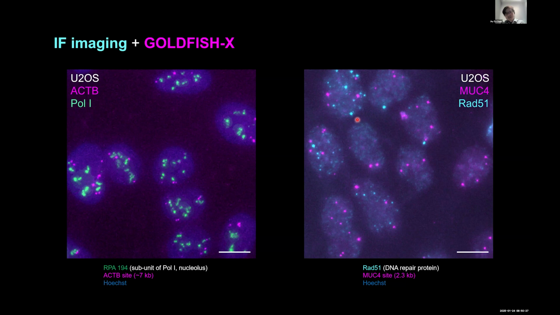We just want to see if these two protocols can actually work together. And in another case, we try to label the DNA repair protein Rad51, and you can see, again, we can see clear Rad51 puncta alongside the DNA FISH signal. So this shows that our protocol works pretty well with immunofluorescence imaging.